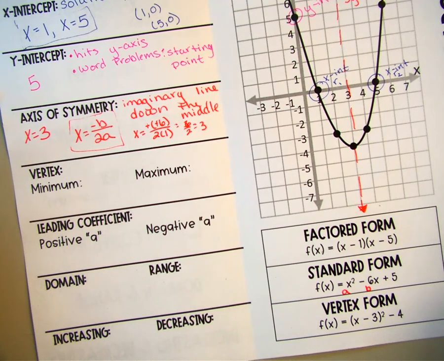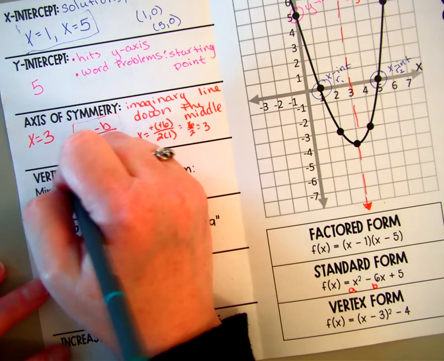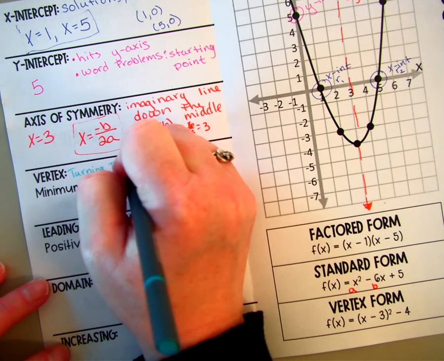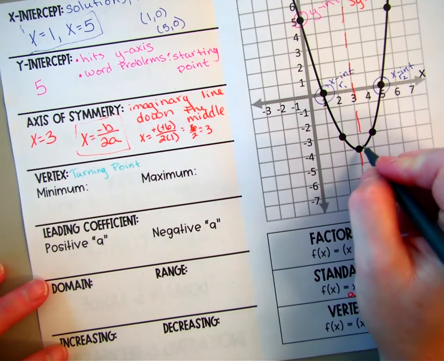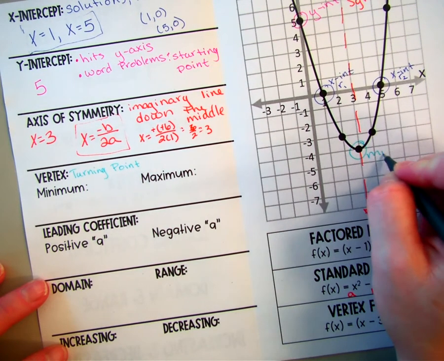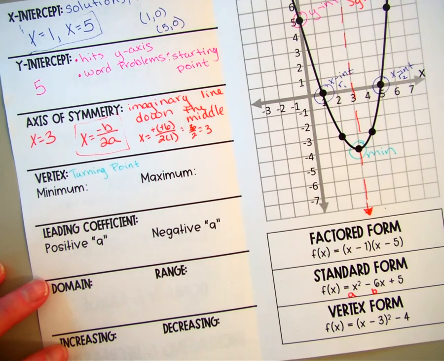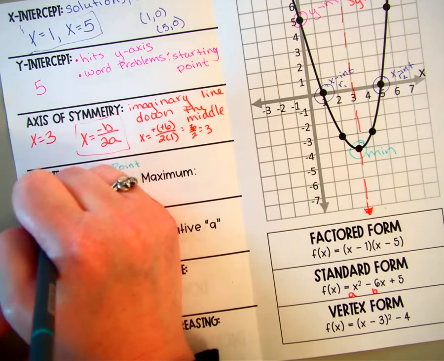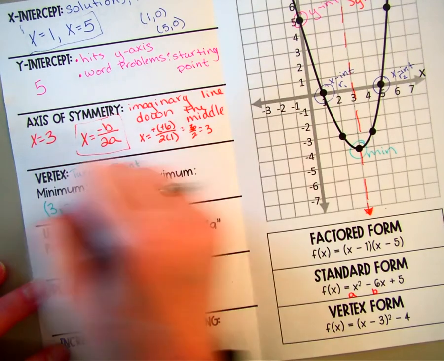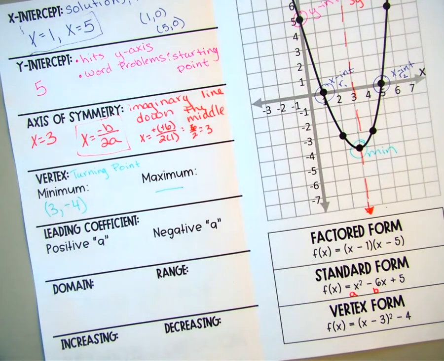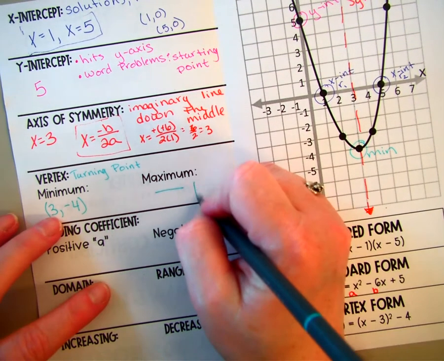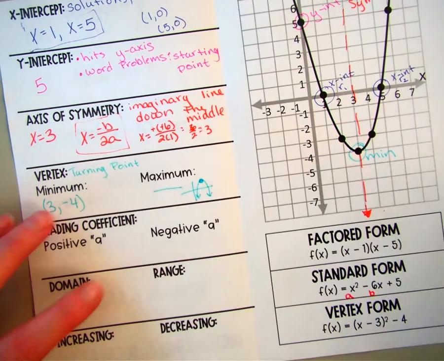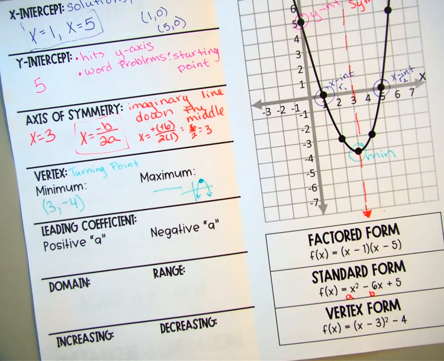So our vertex, also known as our turning point, for this one we have a minimum, and our vertex here would be at the point 3, -4. We don't have a maximum on this graph. If we were to have a maximum, it would be for an upside down parabola. That one would have a maximum value to it.